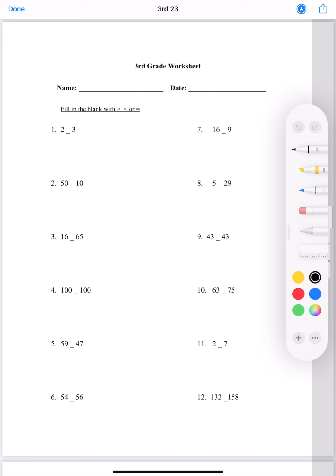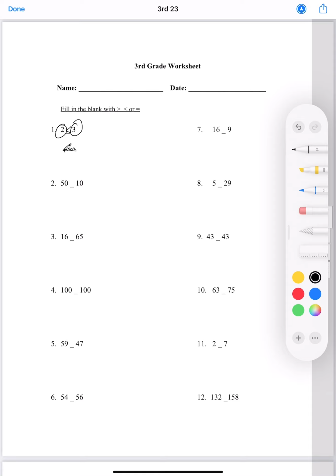The first one tells us to fill in the blank with greater than, less than, or equal to. So we look at number 1 and compare the numbers 2 and 3. Which number is greater? We know that 3 is greater, so we draw the alligator eating the 3. So this would be 2 is less than 3. The bigger part of the sign is pointing towards the 3, and the smaller one is pointing towards the 2, since the 2 is smaller and the 3 is greater.